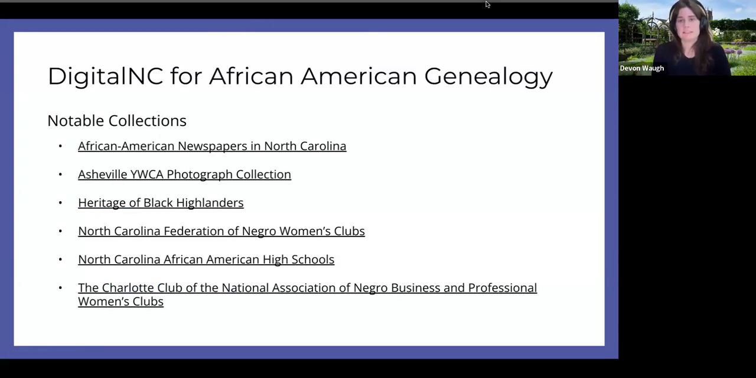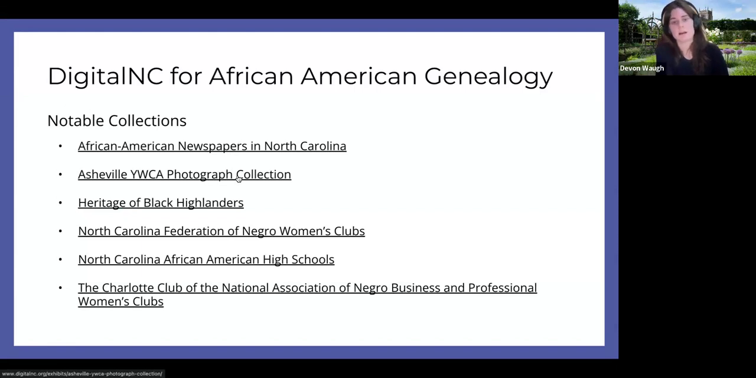Some notable collections in Digital NC. So the African American newspapers in North Carolina, the Asheville YWCA photograph collection, Heritage of Black Highlanders, the women's clubs. Those were a very important way for Black women to socialize and network in the early 20th century. They have collections from Charlotte and from NC Central. So that's another tool for finding African American women for genealogy research, those women's clubs.